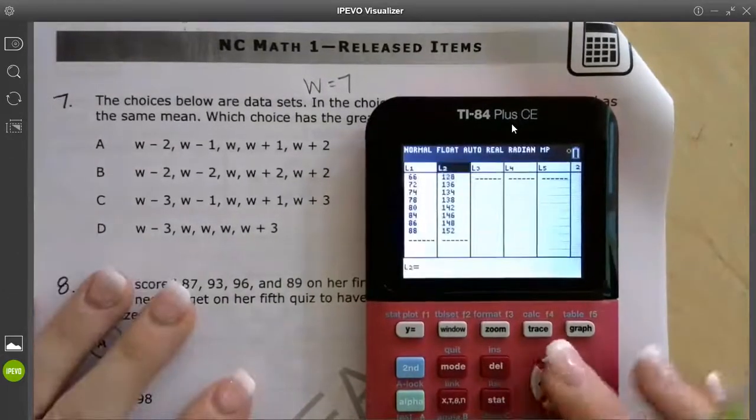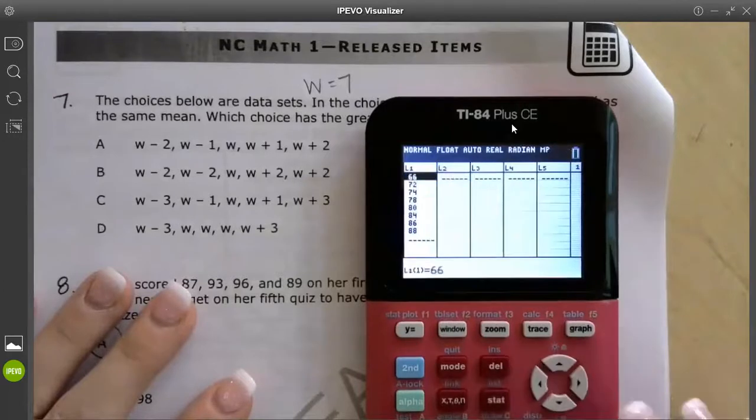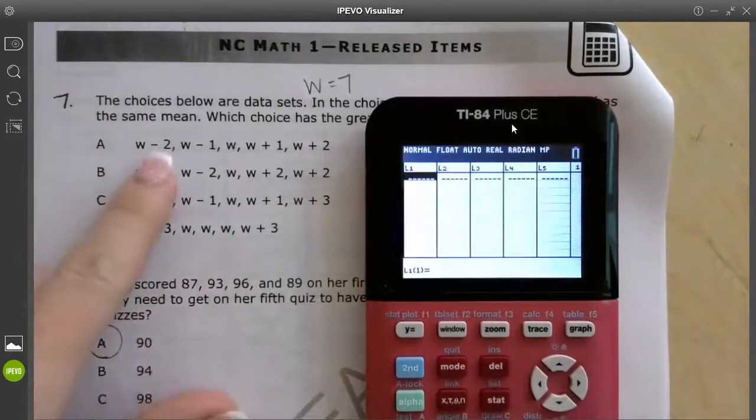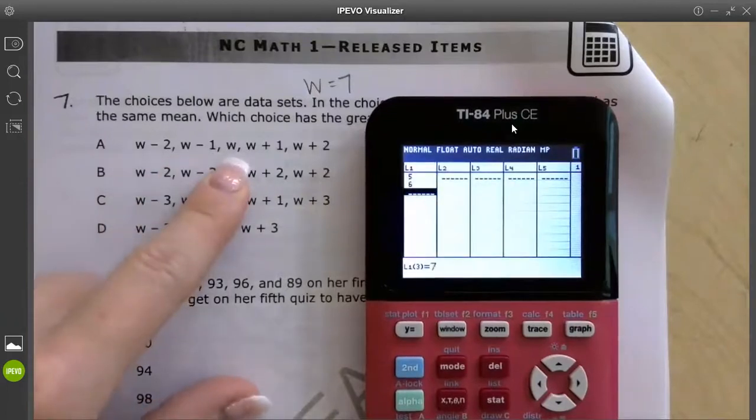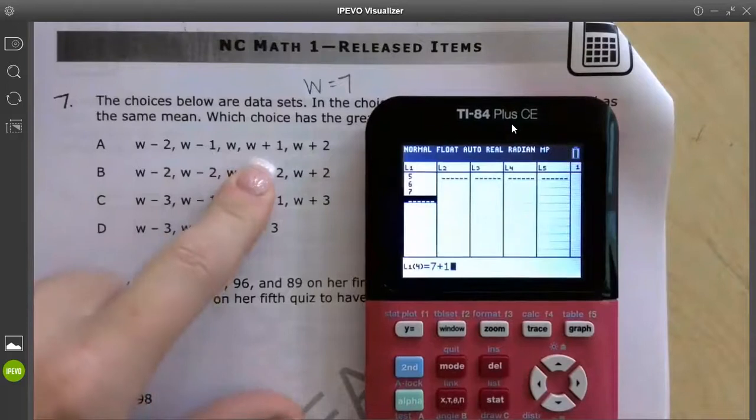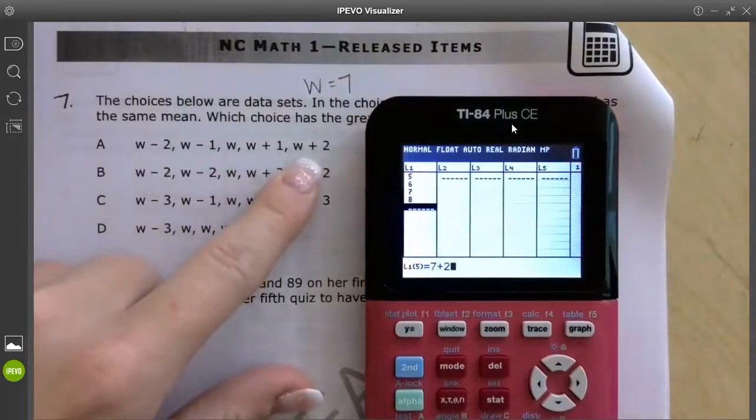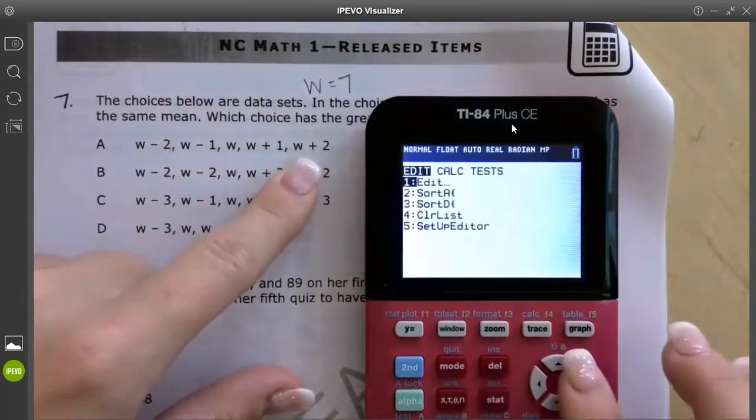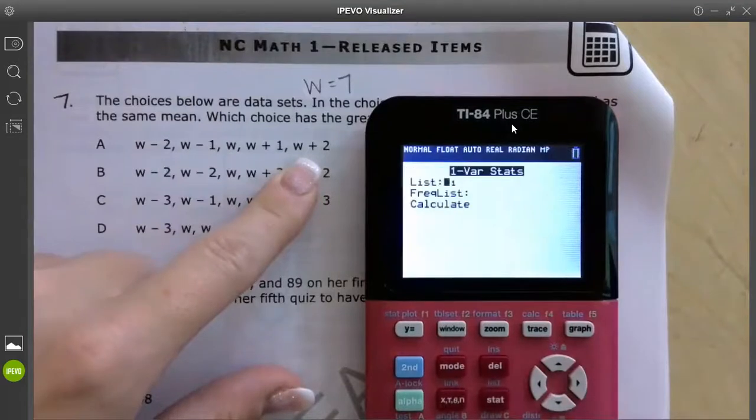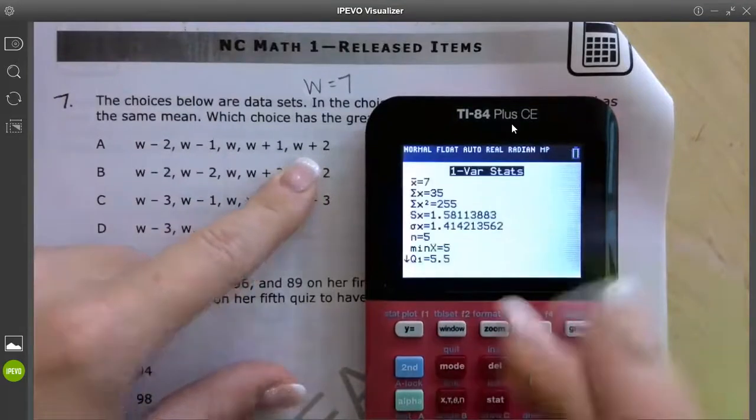So here's what I'm going to do. I'm going to go into L1 and I'm going to put my numbers. The first number is W minus 2. So 7 minus 2. You literally just type it in. 7 minus 1. Just W is 7. 7 plus 1. 7 plus 2. I'm going to find my mean and my standard deviation because that's what it talked about. Stat, calc, 1-Var Stats. You remember your mean is the first one.